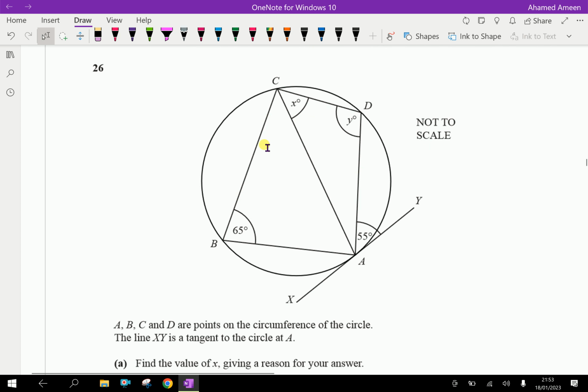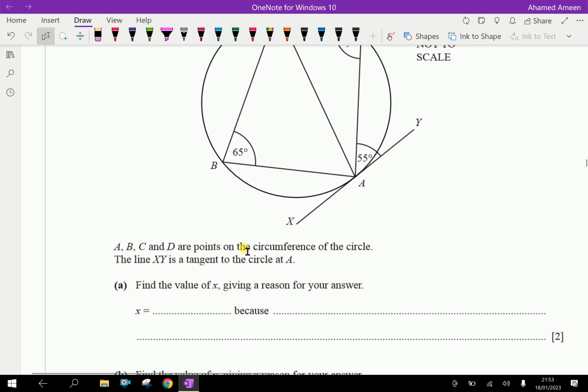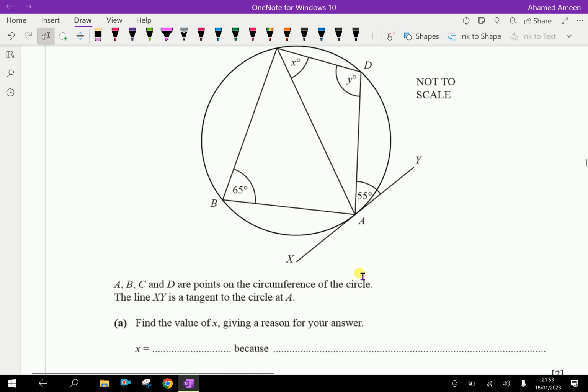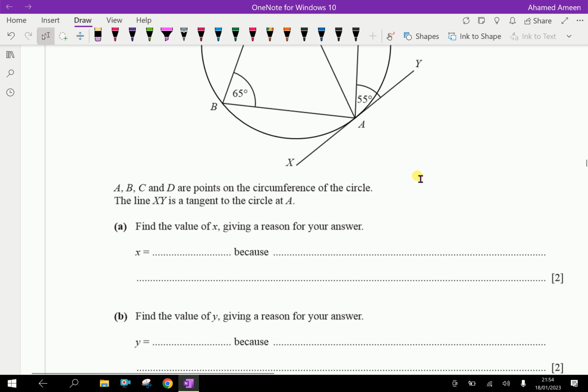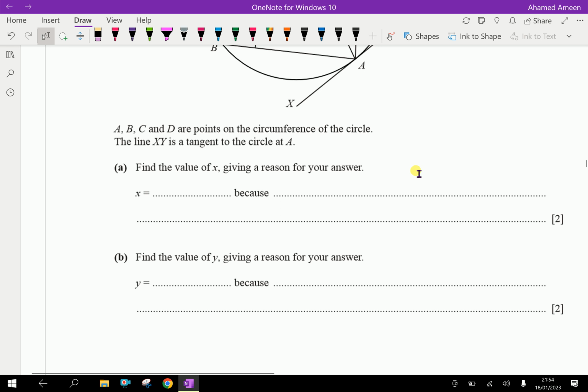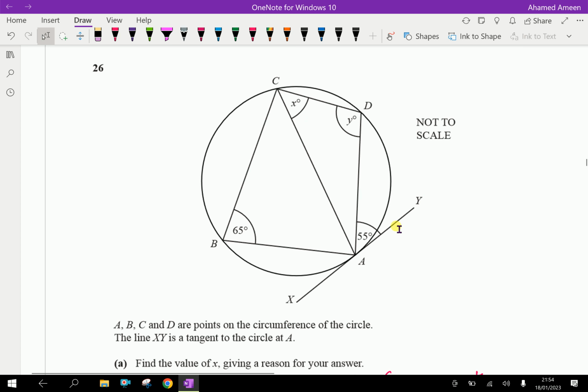Here, this is a circle, inside is a cyclic quadrilateral ABCD. Now find the value of x, giving reason for your answer. Here x is equal to 55. X is 55 because of the alternate segment theorem. These are alternate segments here.